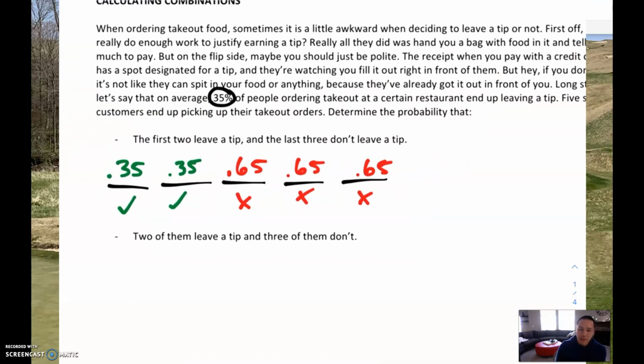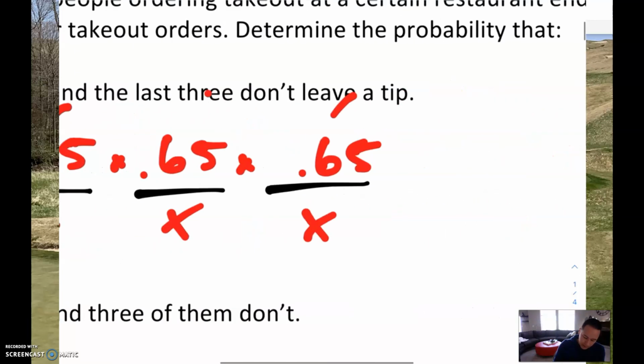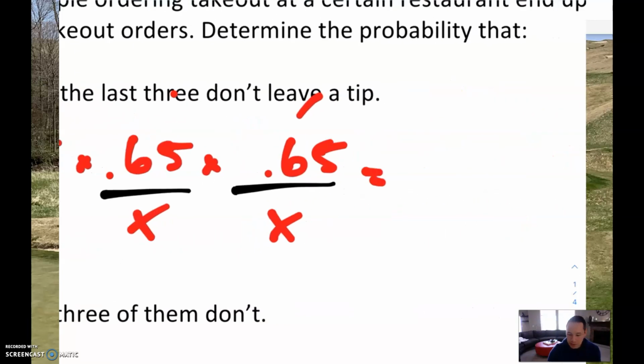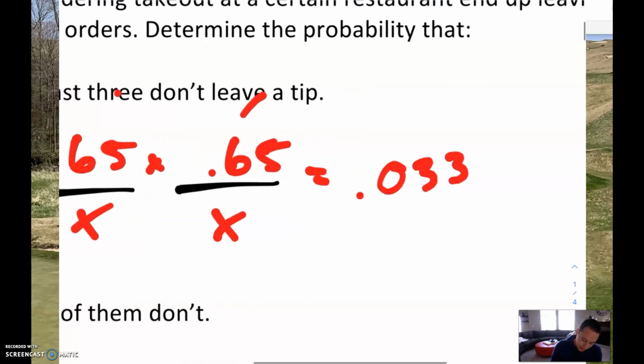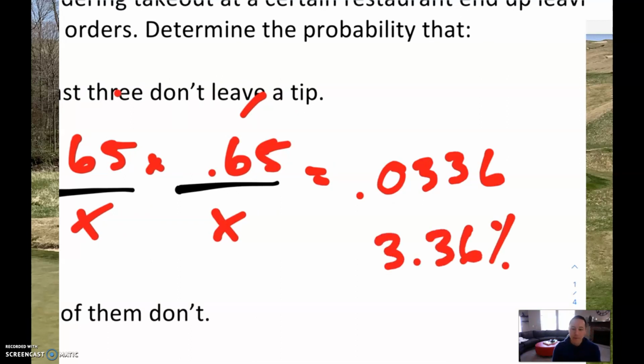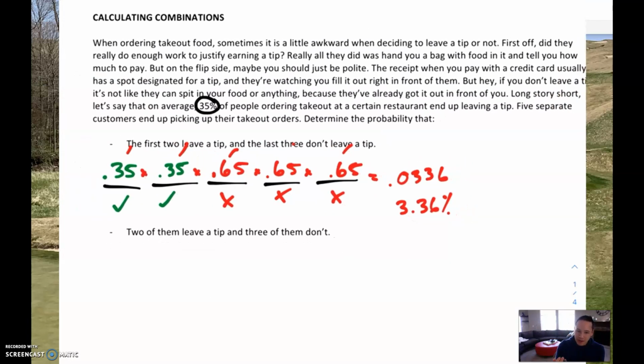To find the probability of this sequence of events happening, for this to happen, then this, then this, then this, then this, you just have to multiply them. So we're going to multiply these all together. If you multiply them, we get a probability of 0.0336, which is about a 3.36% chance that the first 2 leave a tip, and then the last 3 do not leave a tip. So hopefully that one wasn't too bad to calculate.